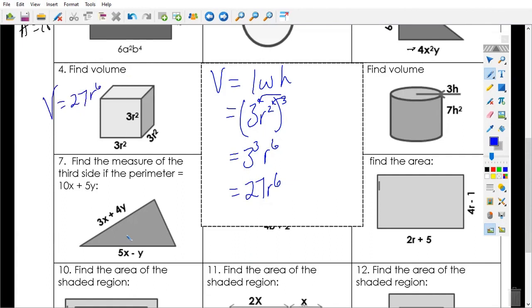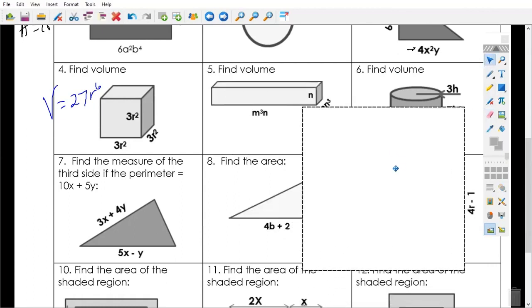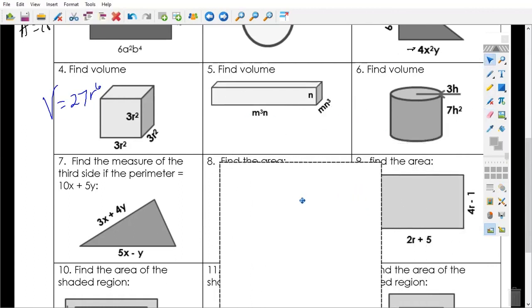Are we catching on? Yeah. Feeling it? Sure. Is it doable? Sure. Okay, let's get a little harder. I barely remember. All right, so I'm going to leave 5 and 6 to you. We're going to jump to 7.